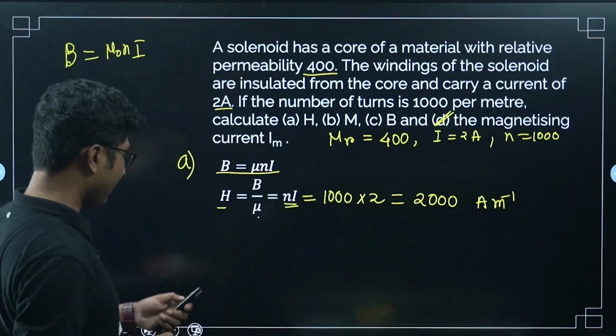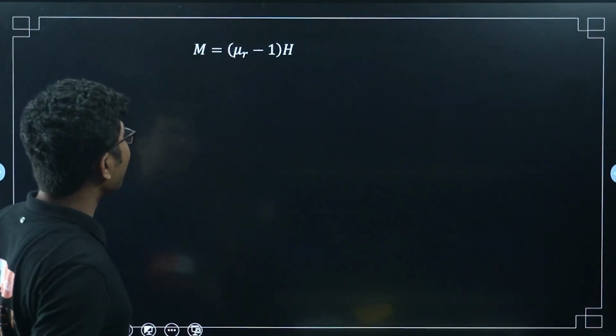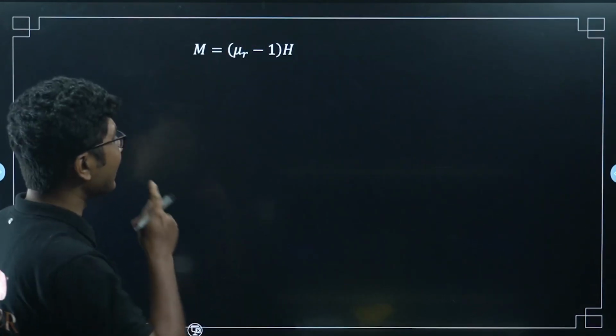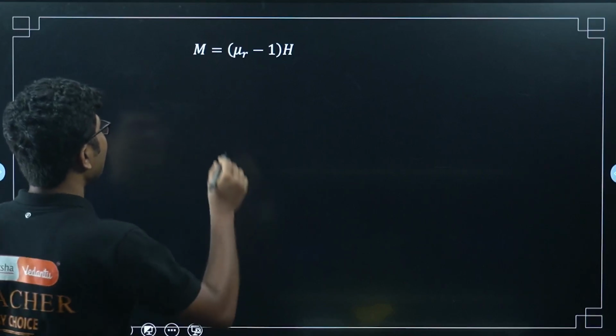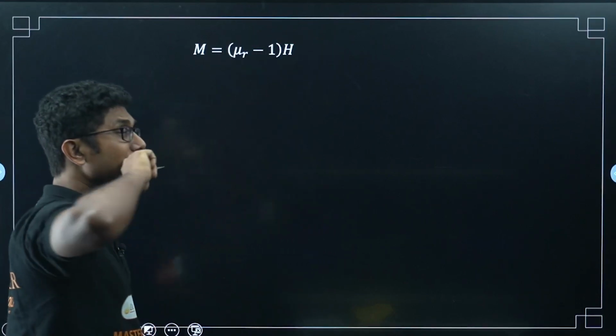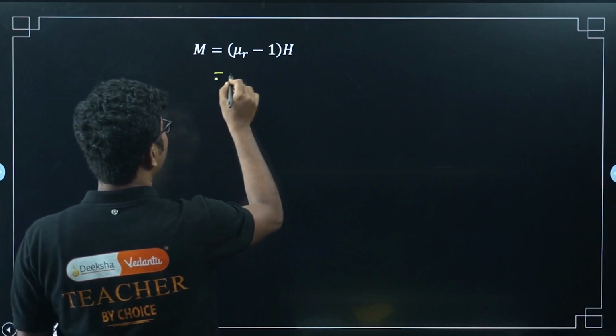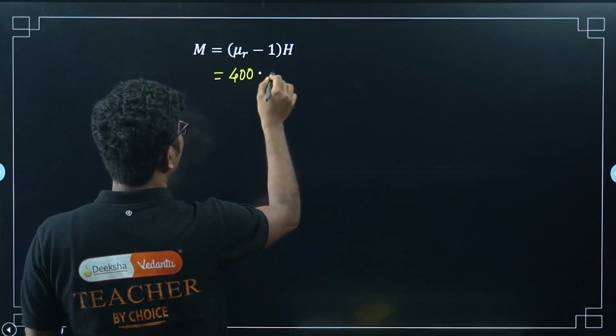Now let's calculate M. M is given by mu r minus 1 times H, right? So we have already learned this. Mu r is given as 400, minus 1.